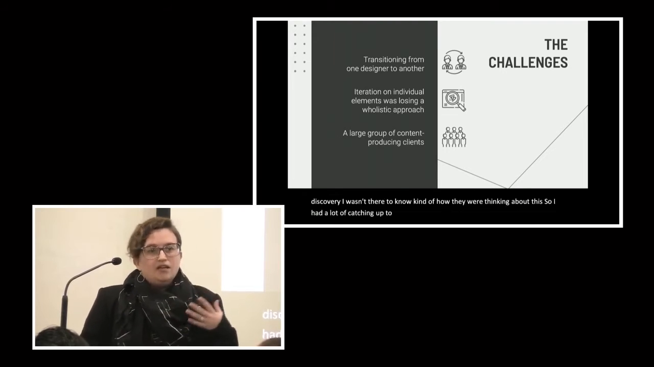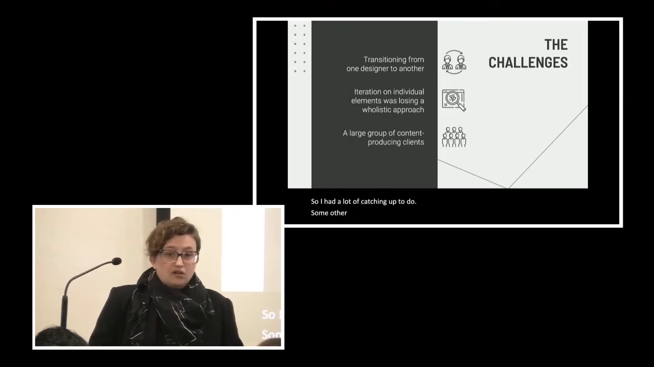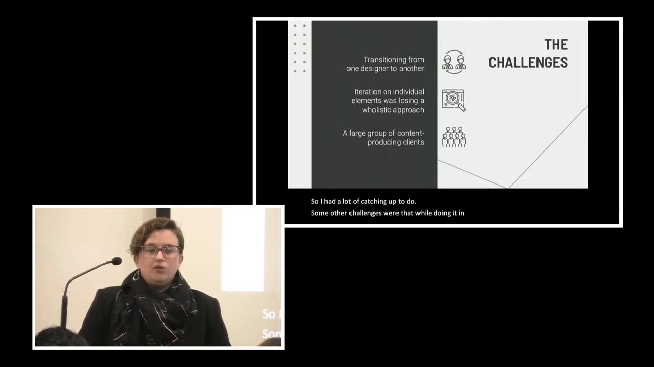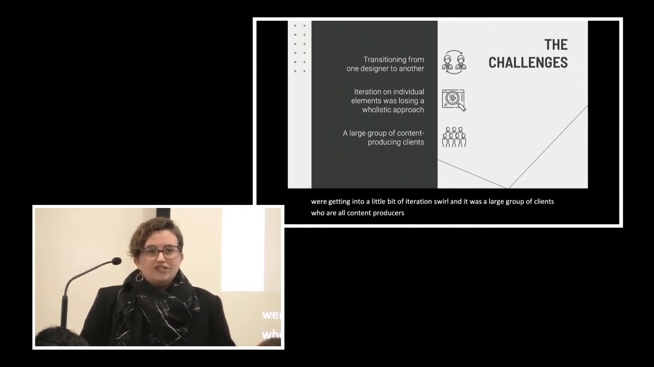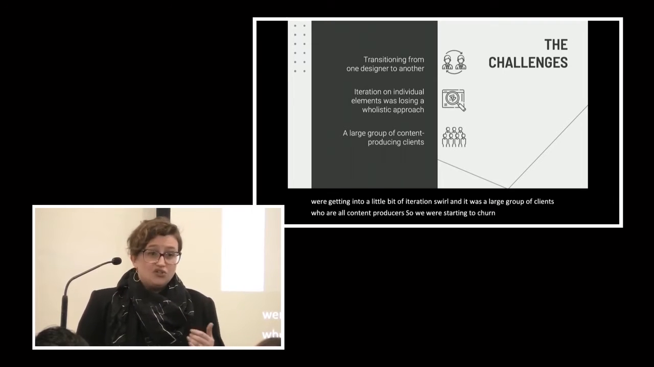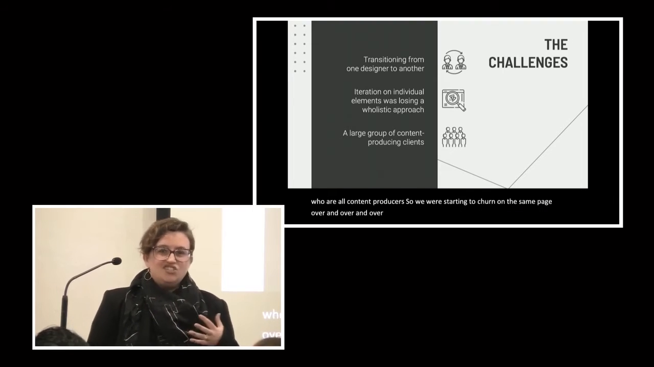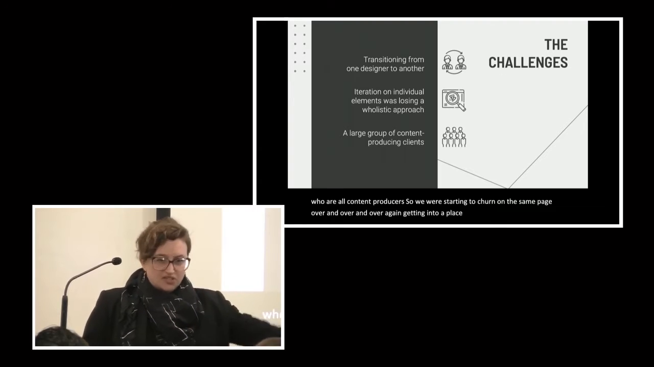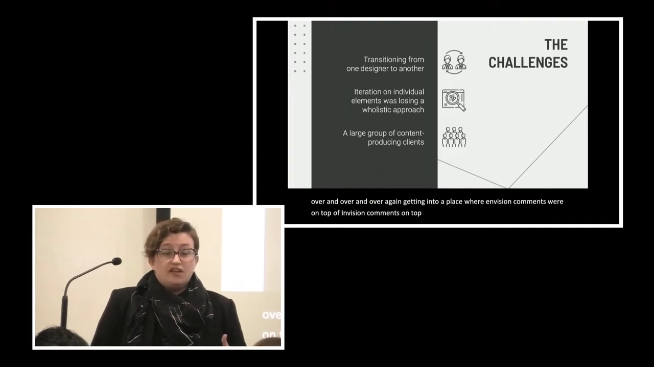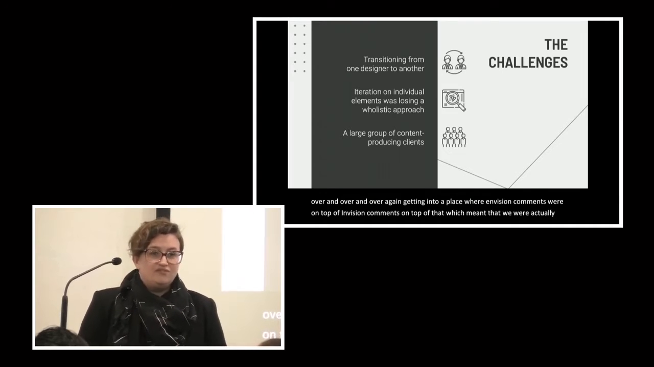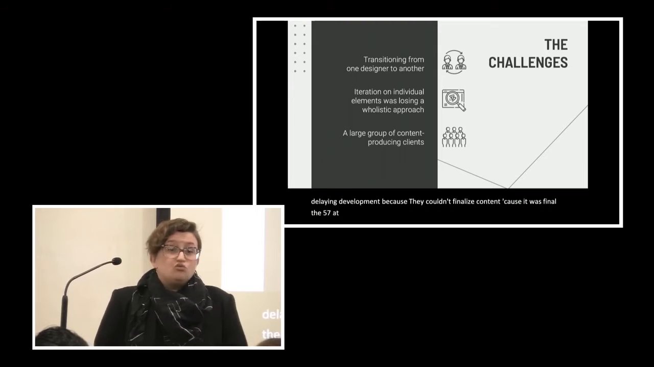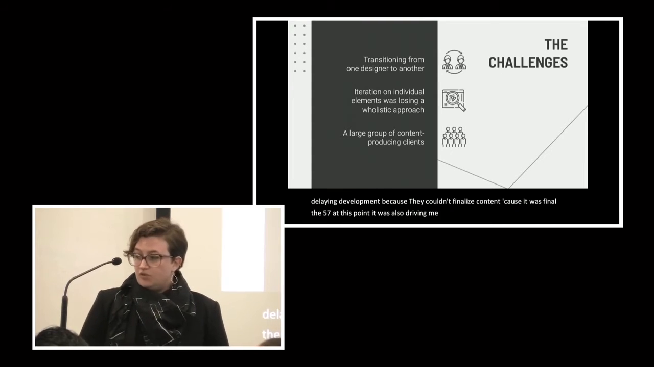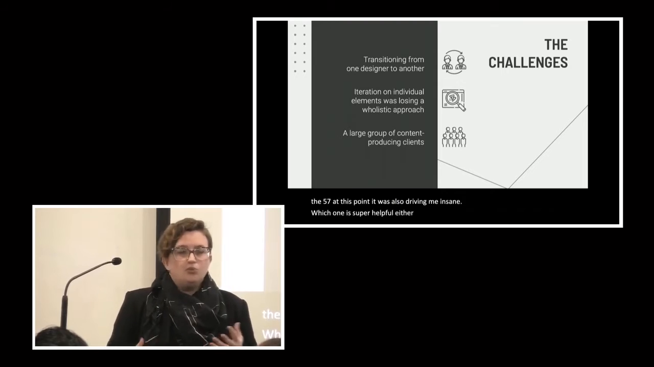Some other challenges were that while doing it in the prototypes is great, we were getting into a little bit of iteration swirl, and it was a large group of clients who were all content producers. So we were starting to churn on the same page over and over and over again, getting into a place where InVision comments were on top of InVision comments, which meant that we were actually delaying development because they couldn't finalize content because it was final V57 at this point. And it was also driving me insane, which wasn't super helpful either. So we needed some help.